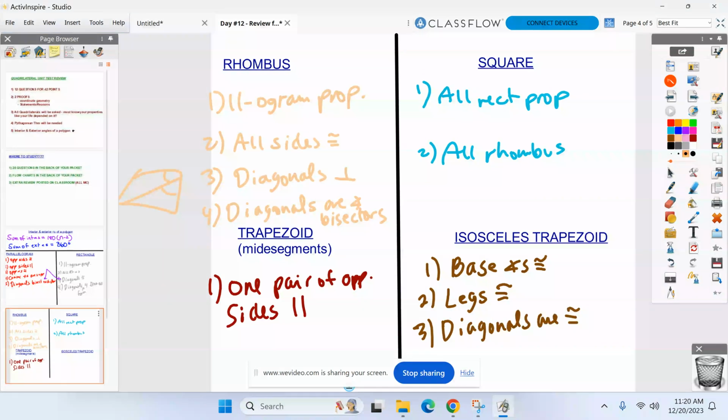I get fired up about that. Nothing else about the diagonals is true in an isosceles trapezoid, just that they're congruent. Nothing else is true. Let's go back.